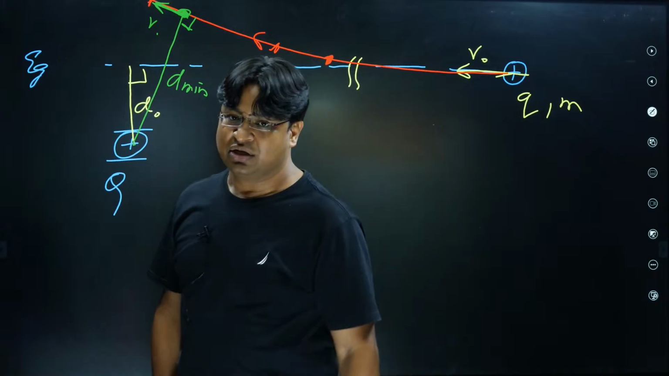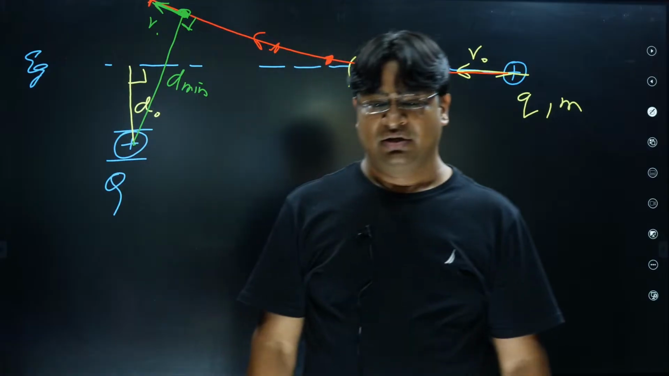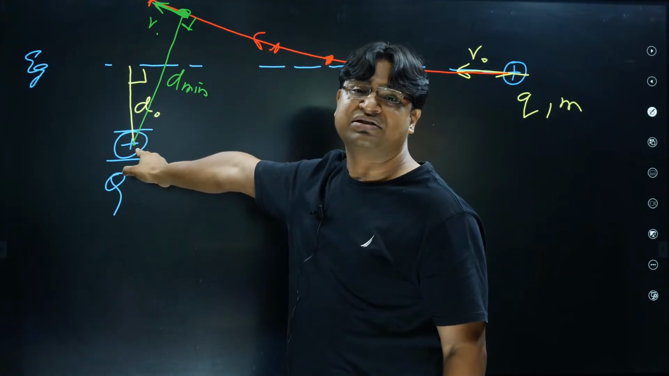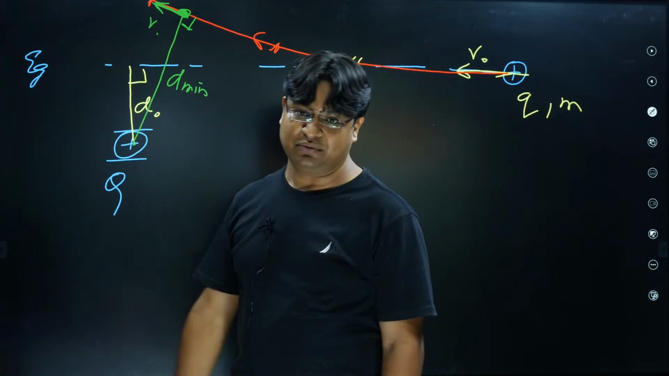I need two equations. One of the equations can be the energy equation. What will be my other equation? Momentum conservation? No. This particle is clamped, which means there is an external force on the system. You can't conserve the momentum. Then what? What do I do now?